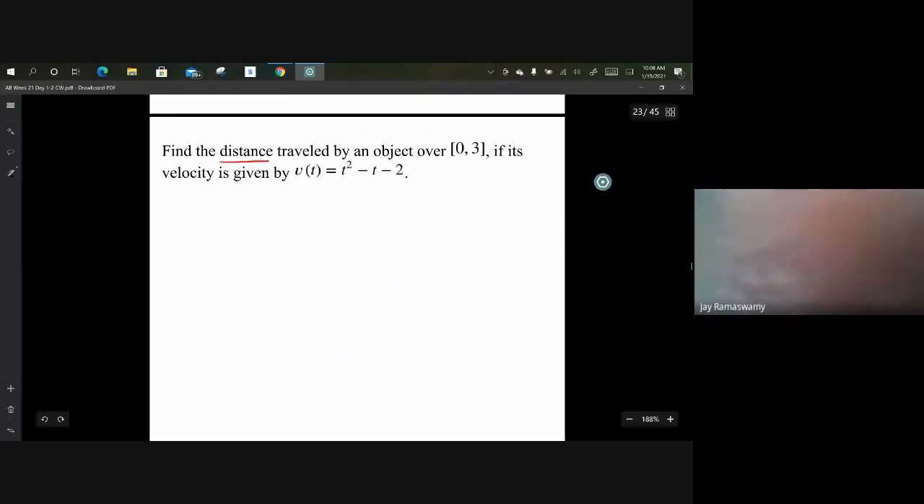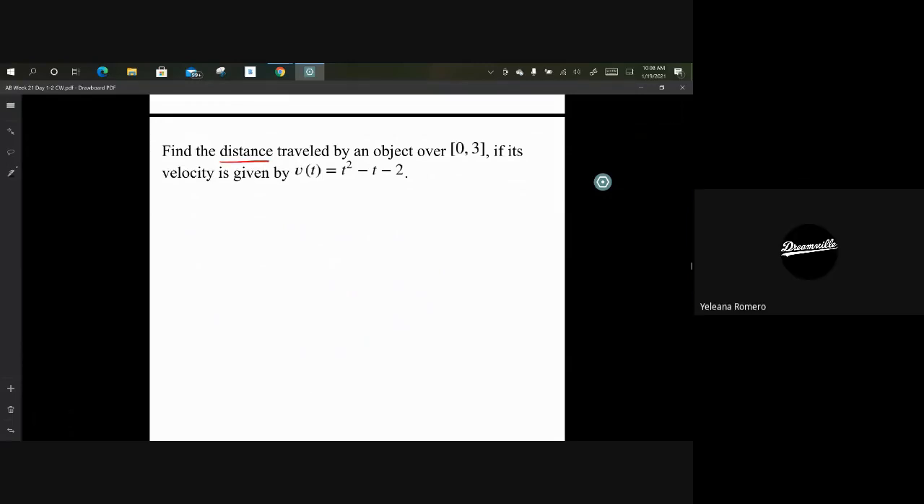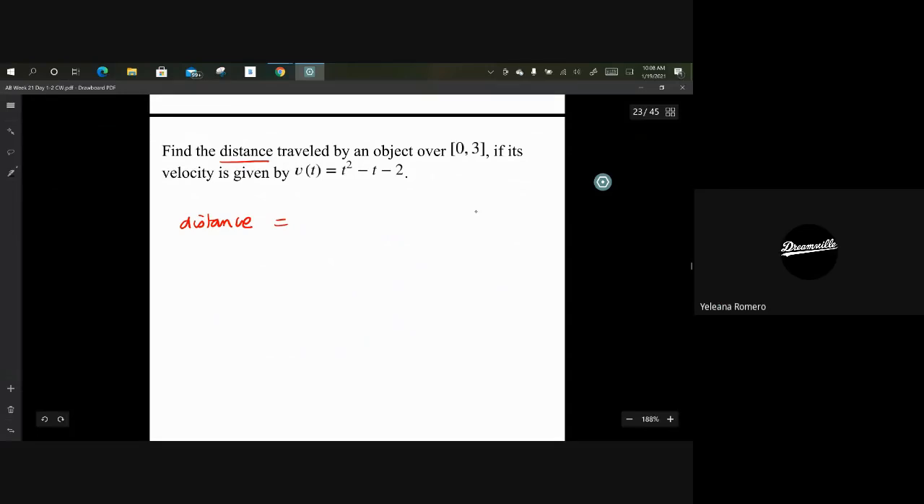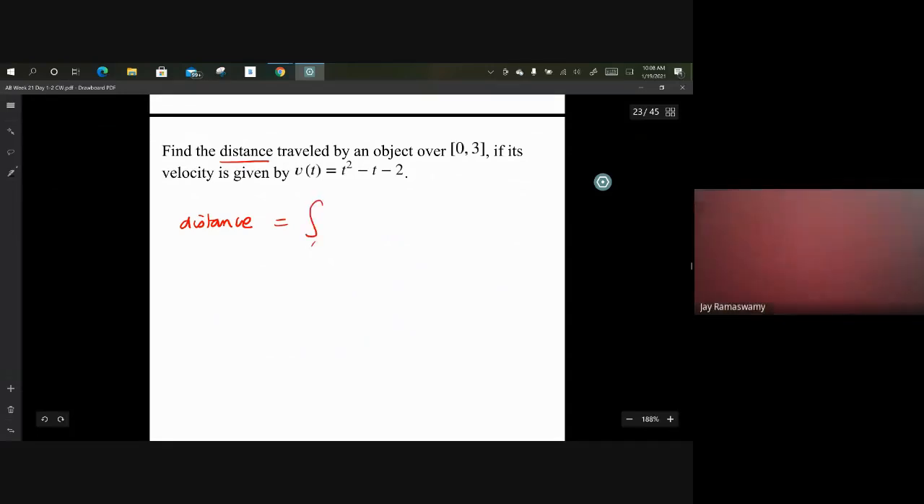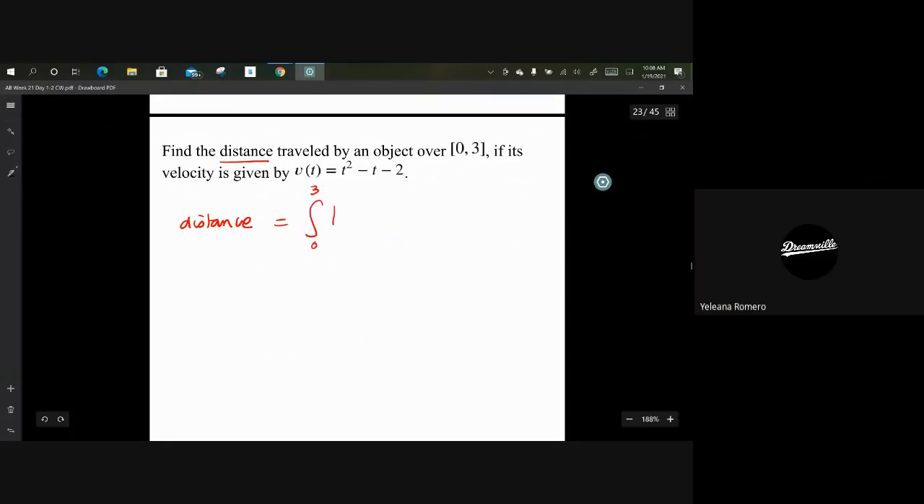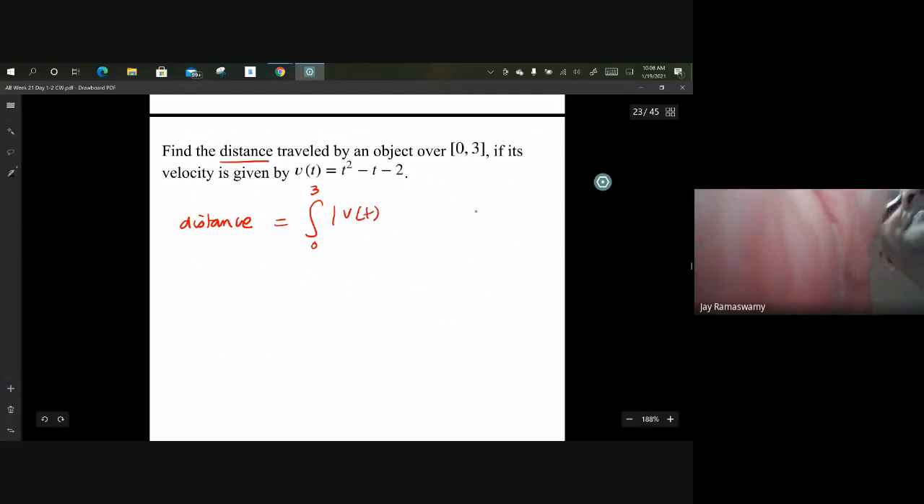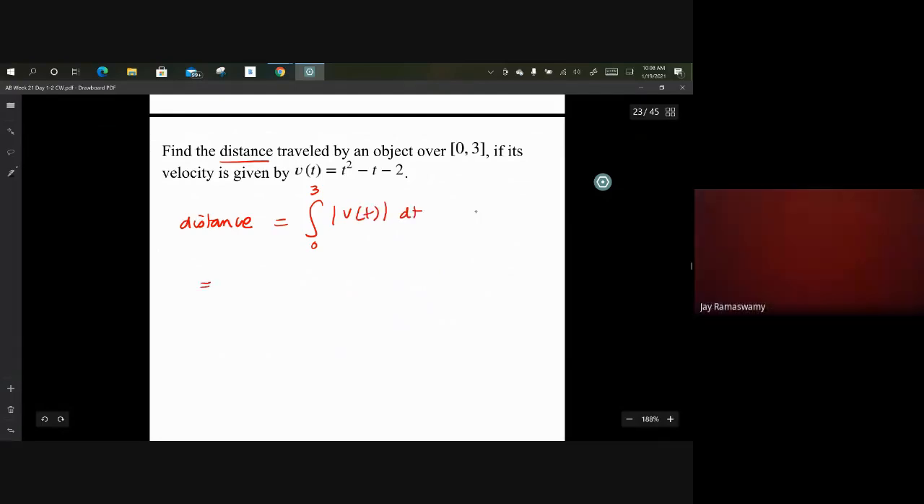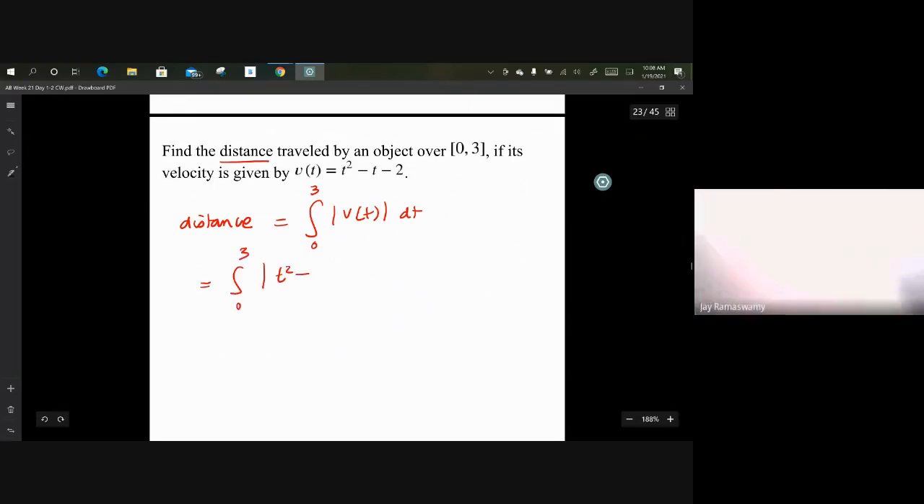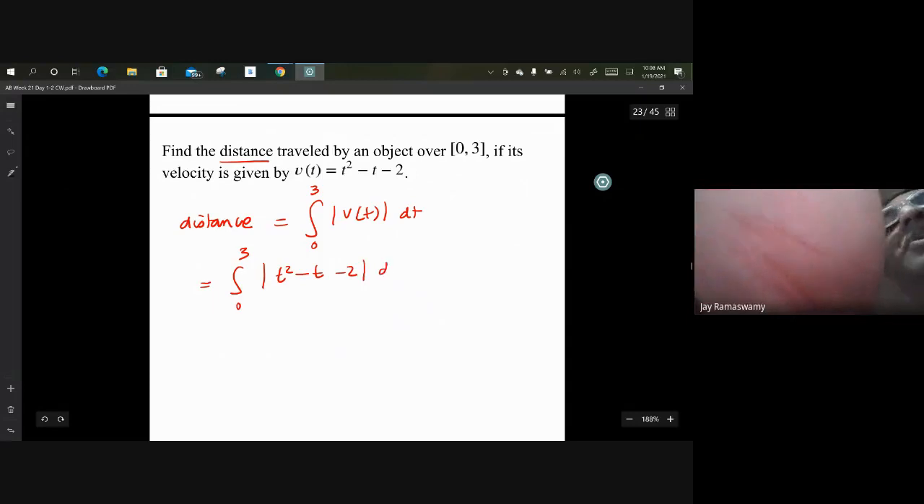How is 23 different from 22? Because they look identical. It's distance traveled. It's distance this time, and we will do this by hand, not by Desmos. What's the definition of distance again? It's absolute value of v of t, which is the integral from 0 to 3 of the absolute value of t squared minus t minus 2 dt.